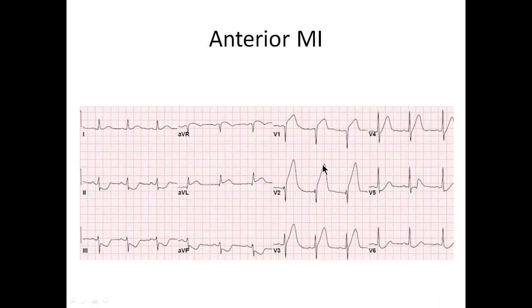And where do we see the ST elevations? We see it in V1, right? V2, V3, and V4. So this is the septum. This is the anterior wall, okay?